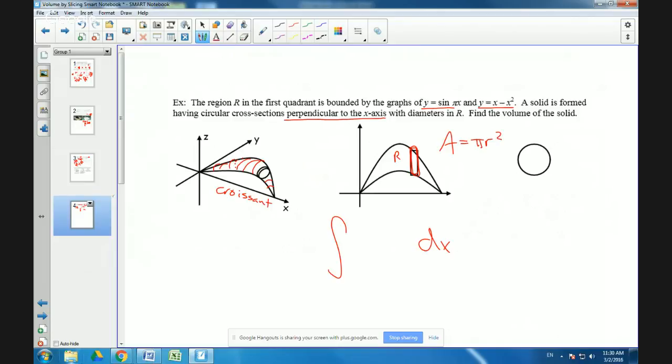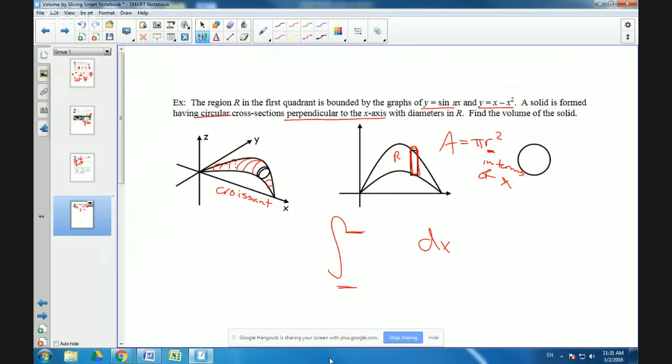It's really easy to get mixed up with these if you're looking at the picture wrong. Pay attention to what it says. Perpendicular to the x-axis means dx. Our shapes are circular. What's the area of a circle? All we need to do is write this in terms of x, and we need to find our integral limits.